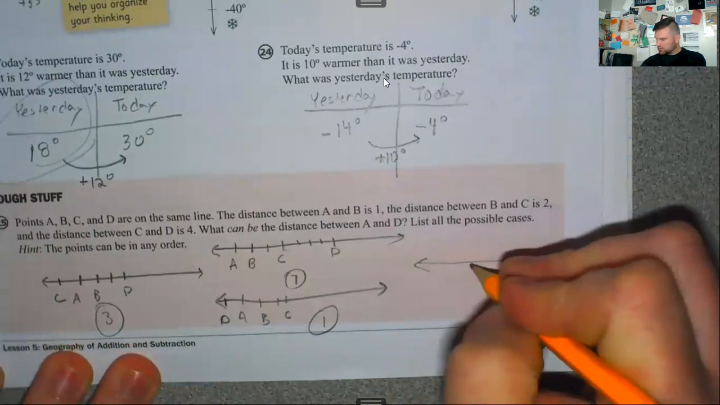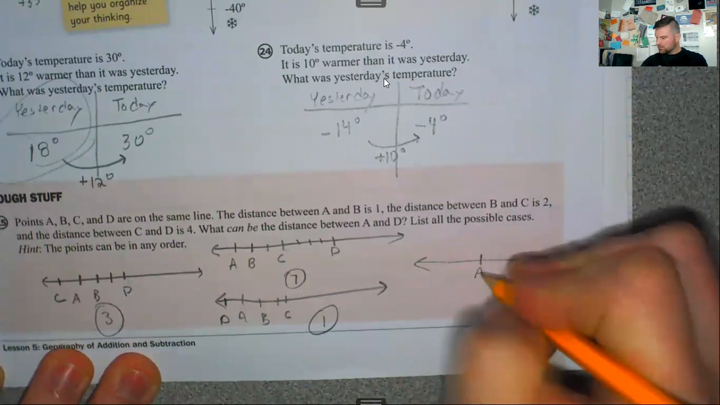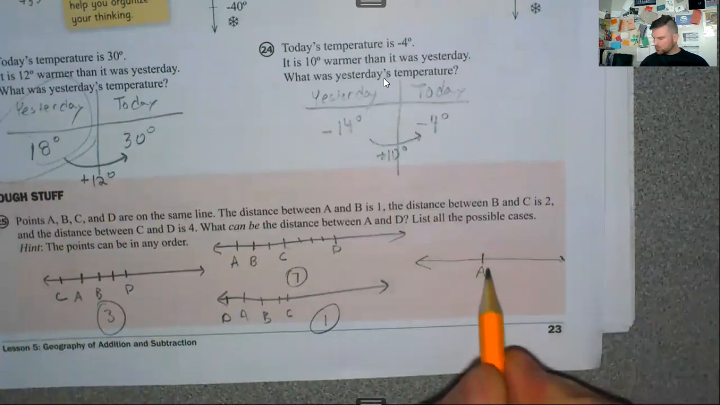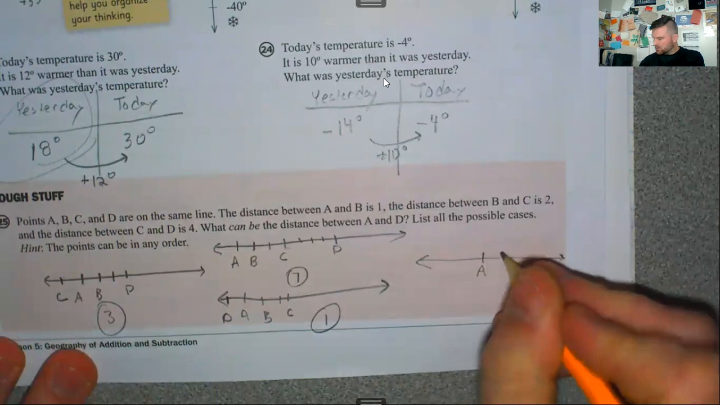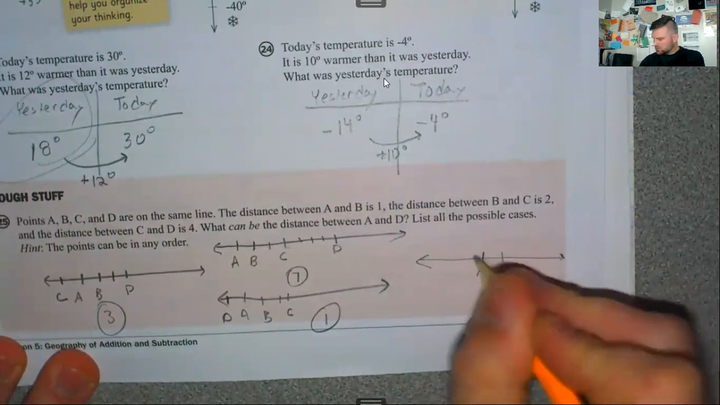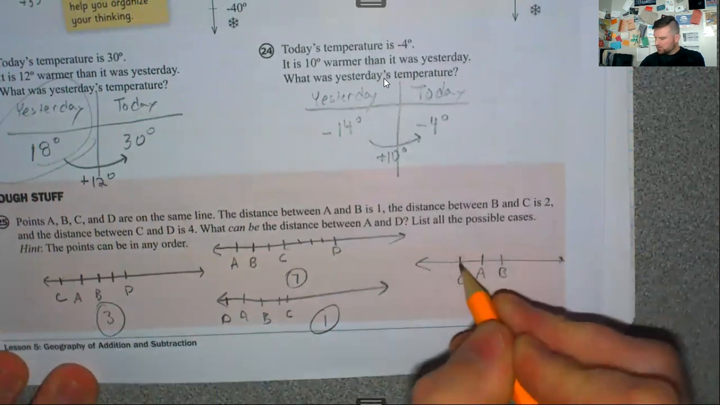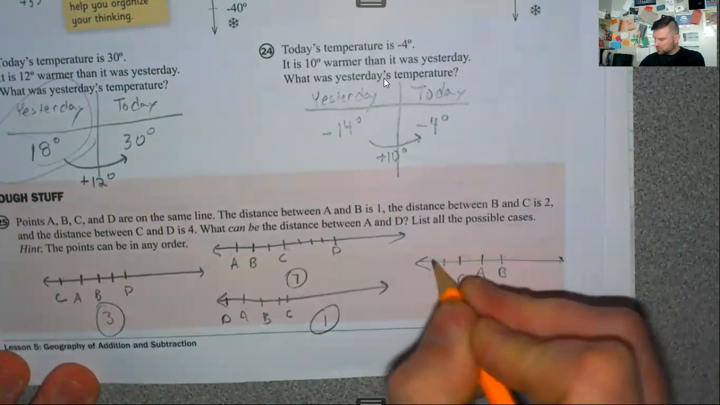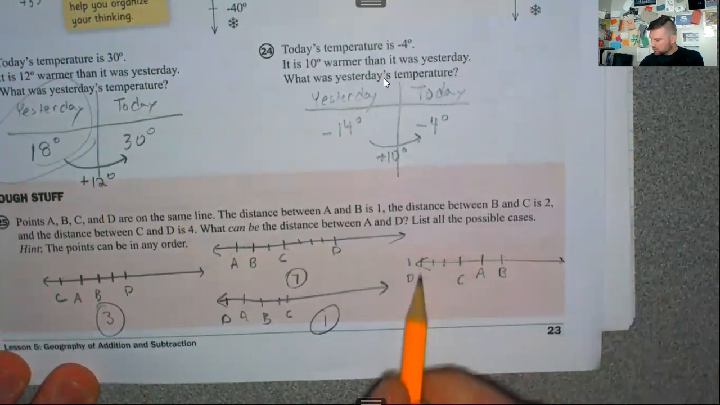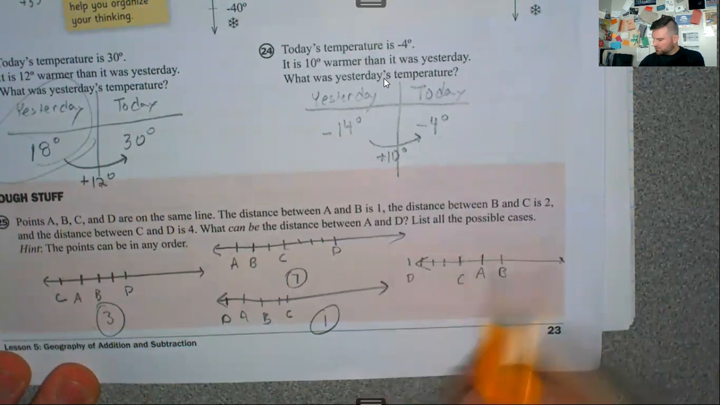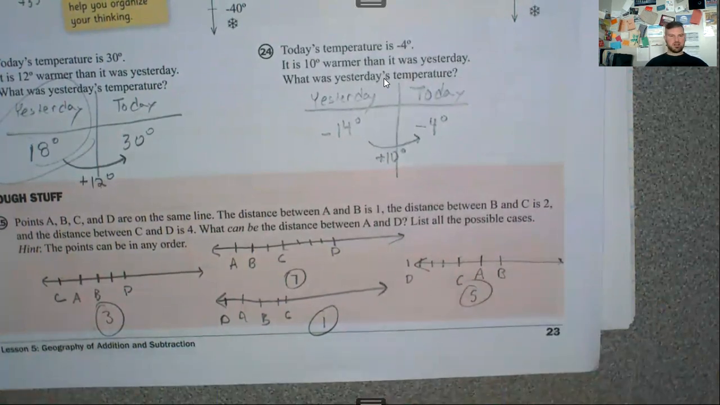Okay, let's start here. Here's A. If we go this direction for B, then we go this direction for C. So 1, 2. And then if we go from here on, 1, 2, 3, 4 to D, that should be 1, 2, 3, 4, 5. Okay, so there's a lot of examples here. A and D could be 1, 3, 5, or 7 units apart.